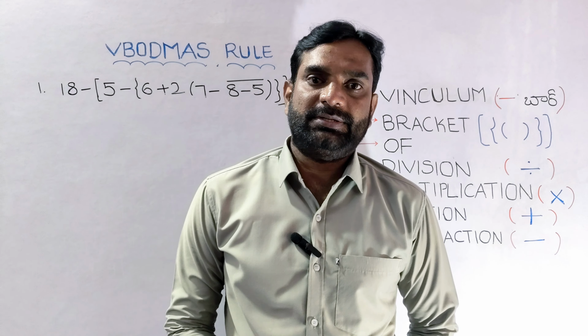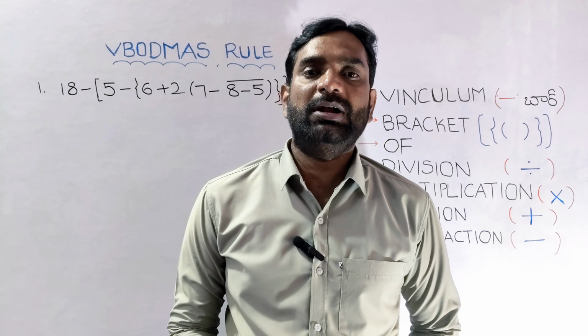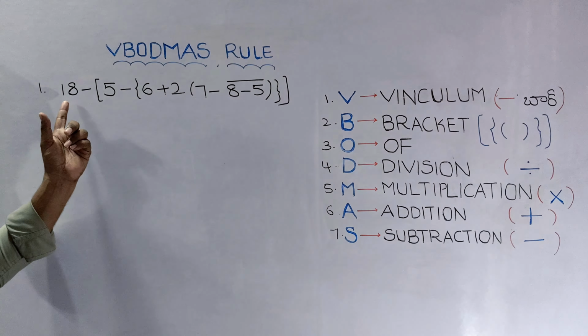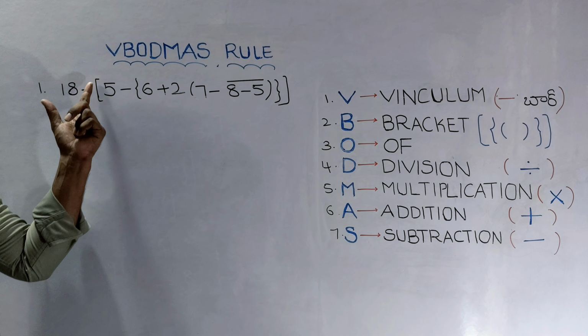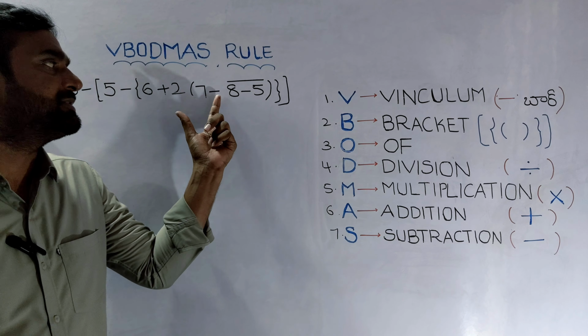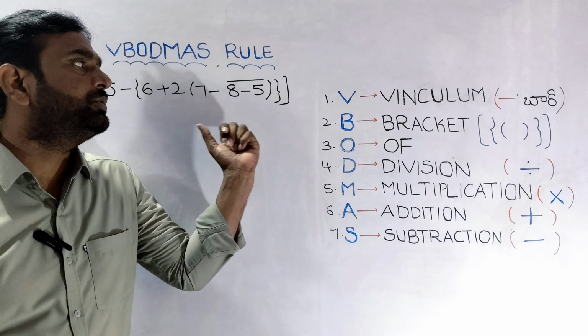Welcome to Amjad Concepts. Yesterday we discussed the VBODMAS rule. On that, some examples are here. 18 minus of 5 minus of 6 plus 2 of 7 minus 8 minus 5 Vinculum.